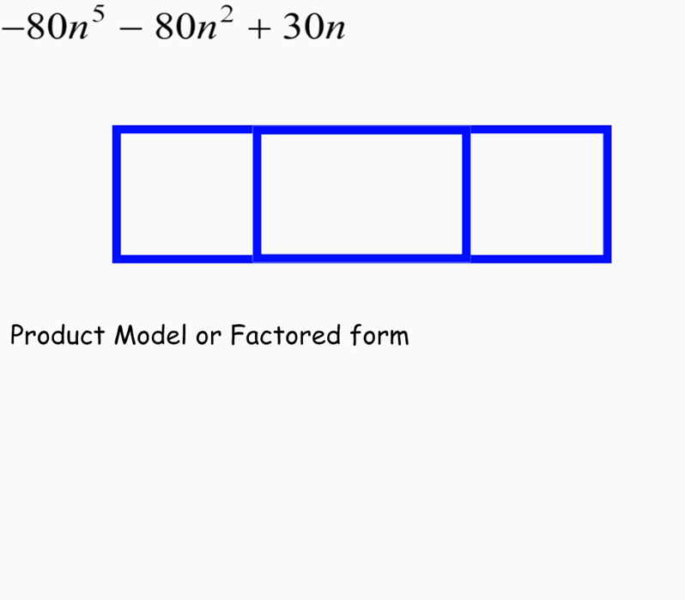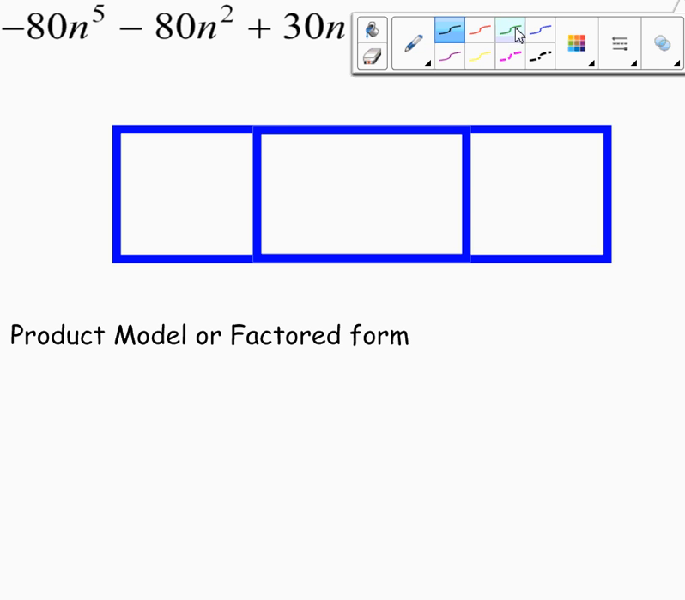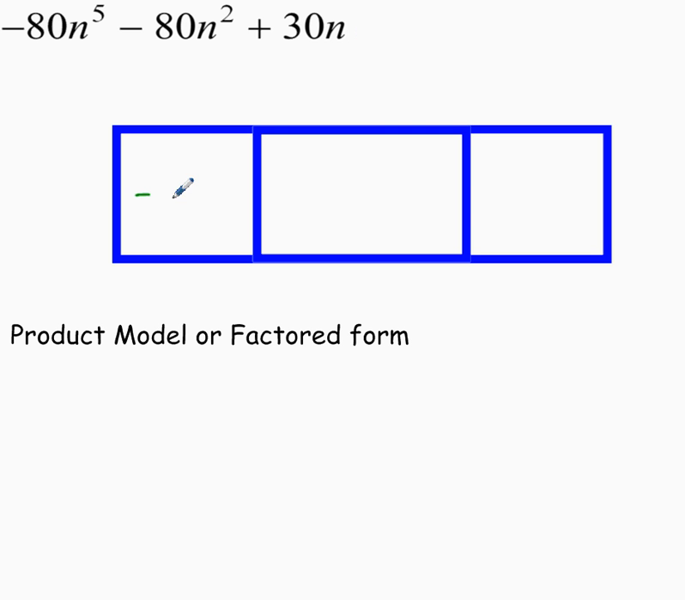Oh, that's great. My pen doesn't want to behave, so guess what? We're going to do it the hard way. Negative 80n to the 5th, negative 80n squared, and 30n.